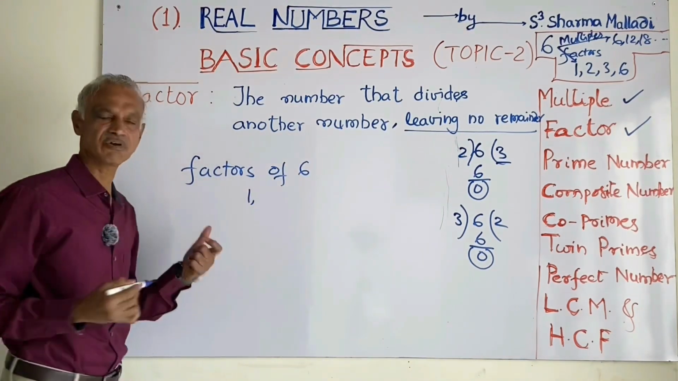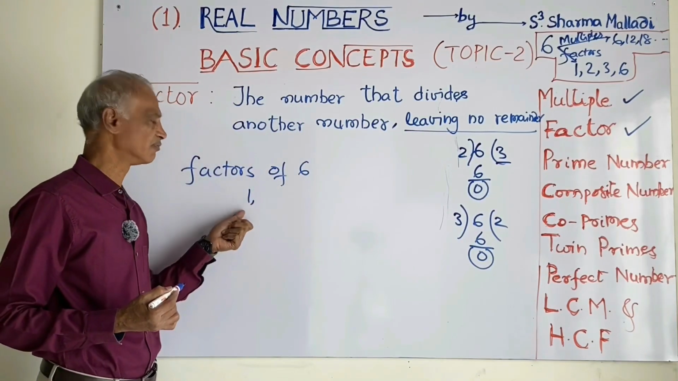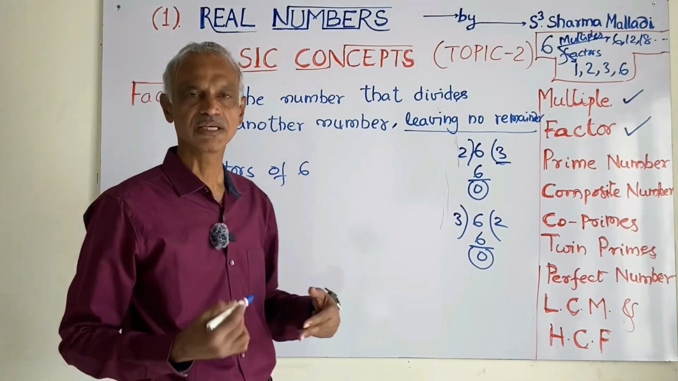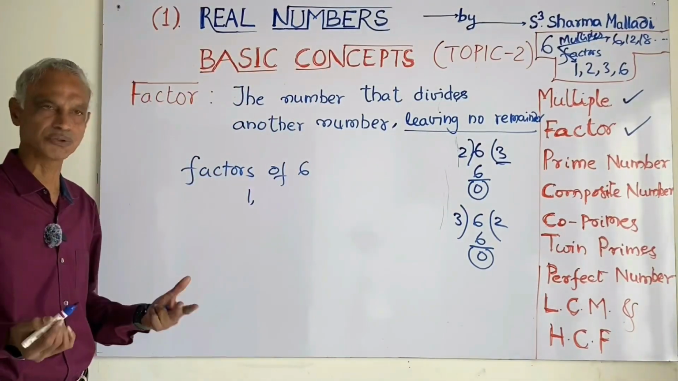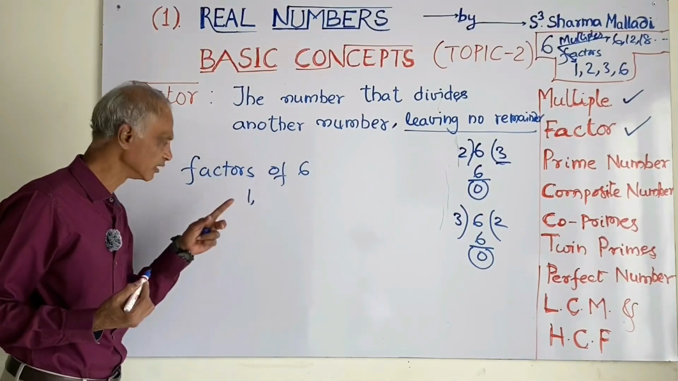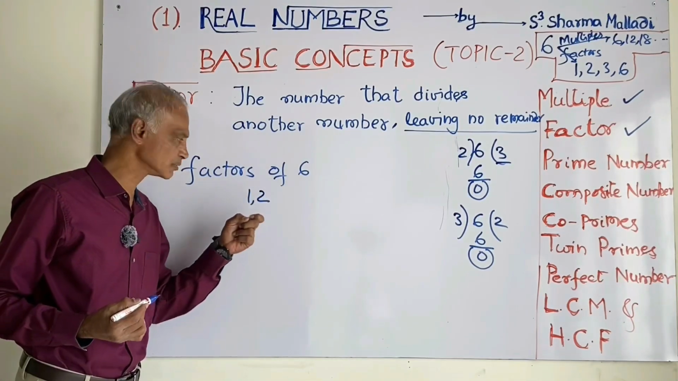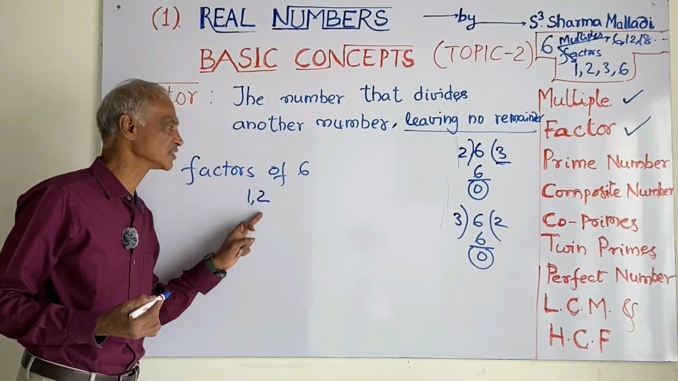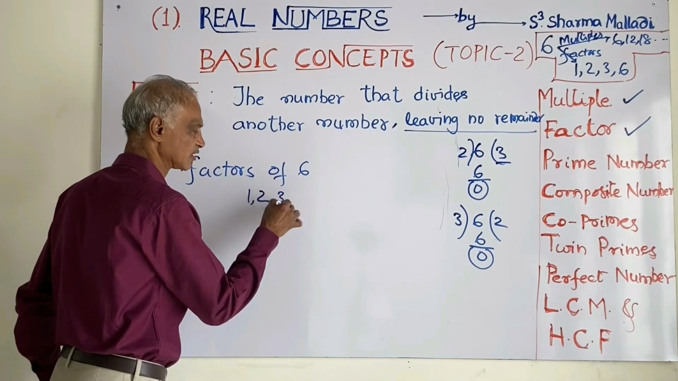If you divide 6 with 1, you are getting remainder as 0. Leaving no remainder means you are getting remainder as 0. It is completely divisible by 1. If you take 2, 6 is completely divisible by 2. Therefore, 2 is a factor of 6. 1 is a factor of 6. 3 is a factor of 6.